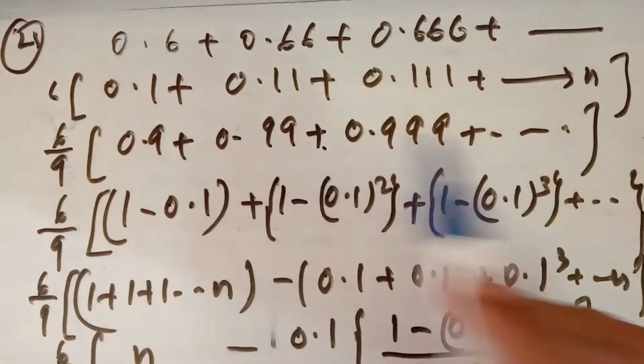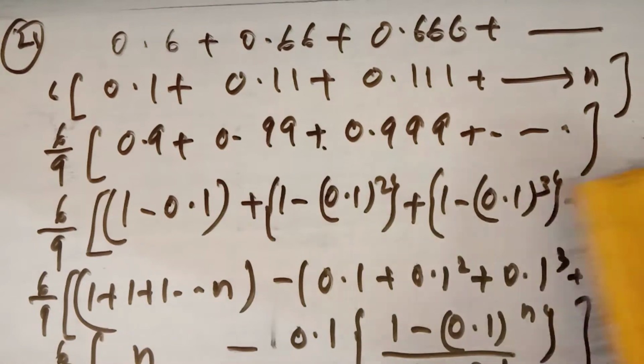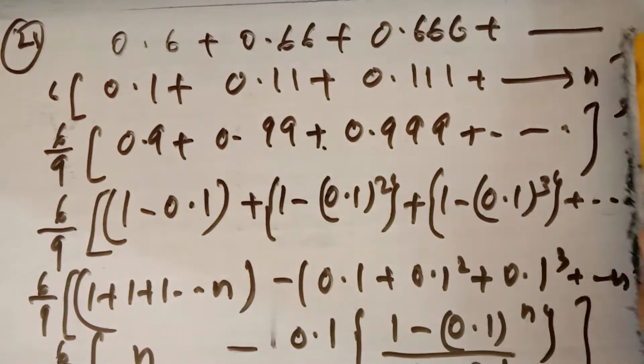Always take the common number, multiply and divide by 9, and subtract or add to obtain a 2 series. 22nd.